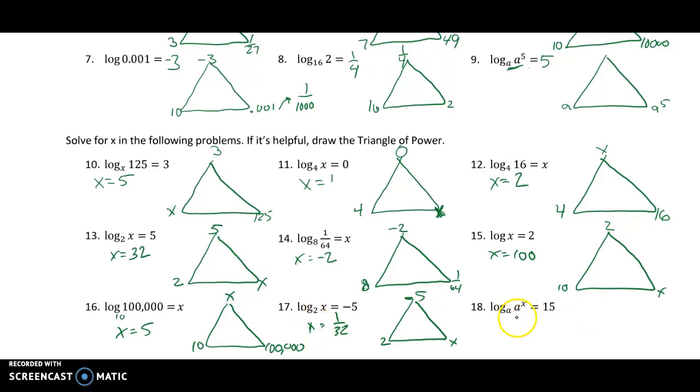And our last one again, if you see the a, this would be a to the x is a to the 15th. A to the 15th is a to the x, so x has to be 15.